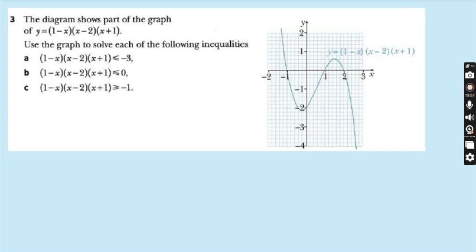Question number 3. The diagram shows part of the graph y equals 1 minus x, x minus 2, x plus 1. Use the graph to solve each of the following inequalities.